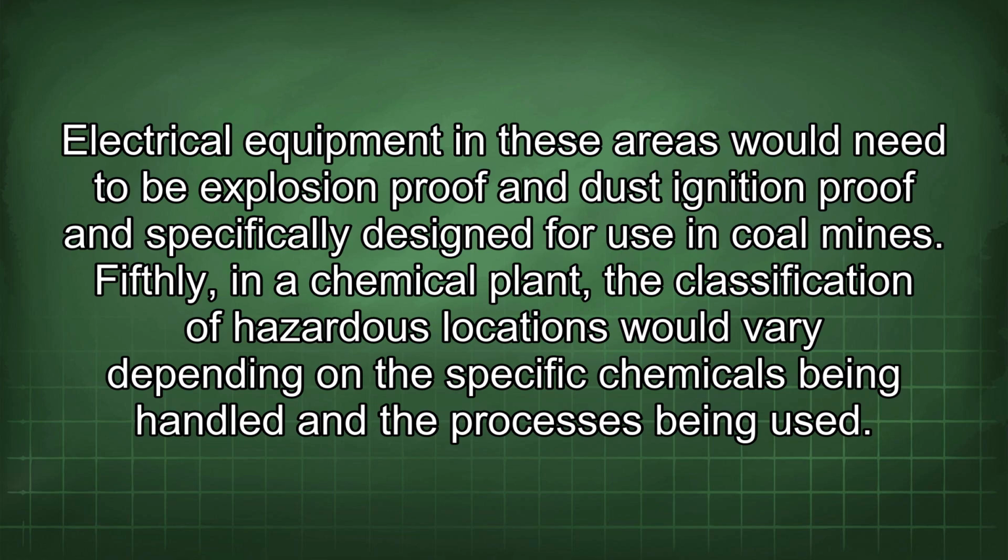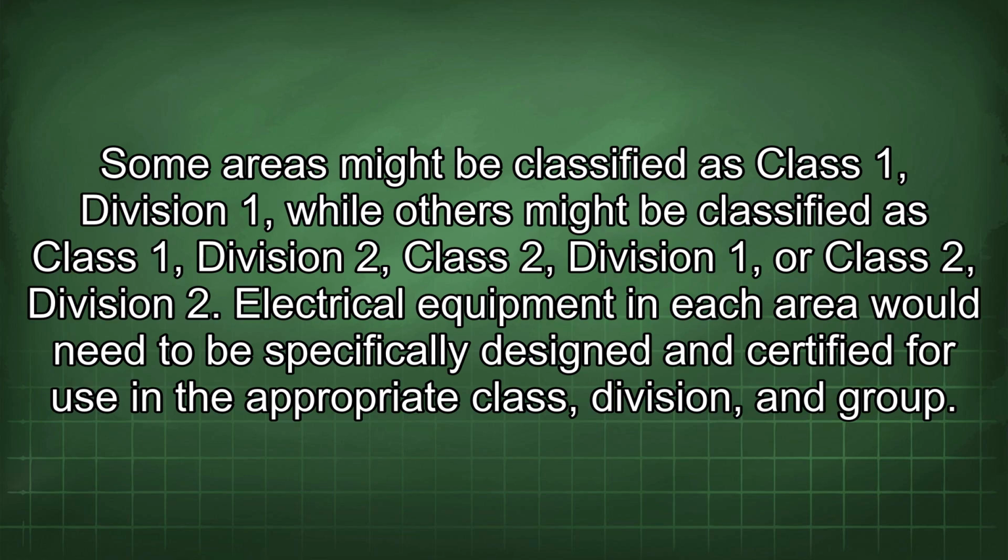Fifthly, in a chemical plant, the classification of hazardous locations would vary depending on the specific chemicals being handled and the processes being used. Some areas might be classified as Class 1, Division 1, while others might be classified as Class 1, Division 2, Class 2, Division 1, or Class 2, Division 2. Electrical equipment in each area would need to be specifically designed and certified for use in the appropriate class, division, and group.